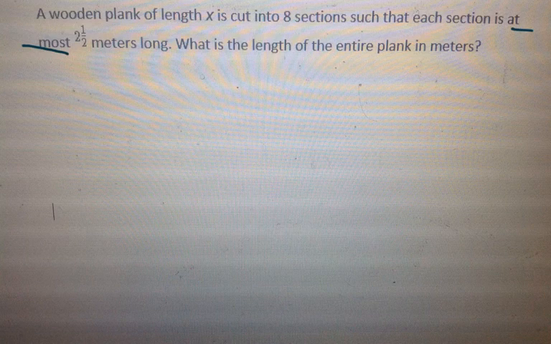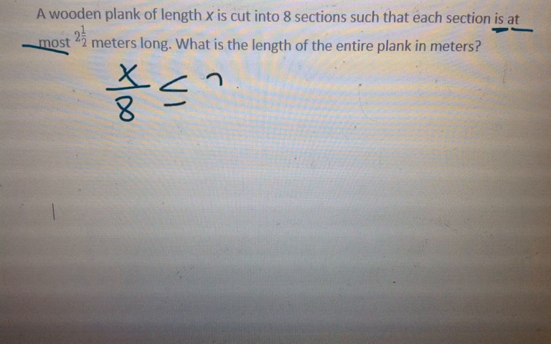We know that length x is cut into 8 sections, which means we are dividing it by 8. The word "is" means that we're going to have either an equal sign or an inequality, and it says "is at most," which means that it cannot be bigger than 2.5 meters. So it has to be less than or equal to 2.5 meters.